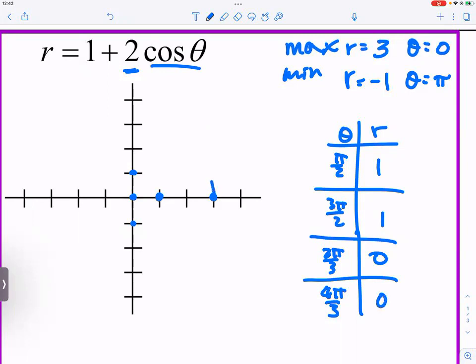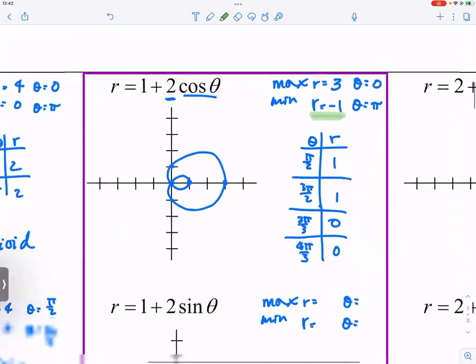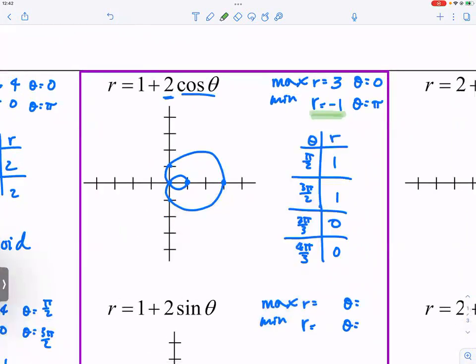So what you can see here is that you have a very interesting graph that goes like this. Because of the negative R value, it creates this loop. And we call this shape, let me use a purple color, inner loop.